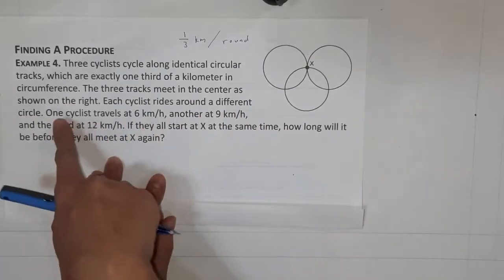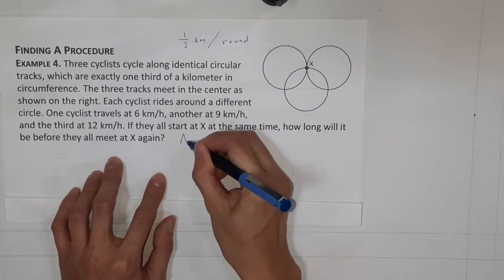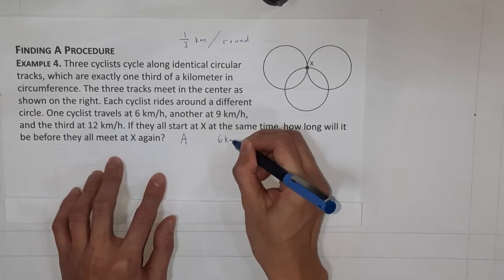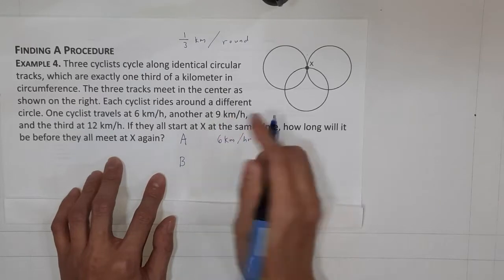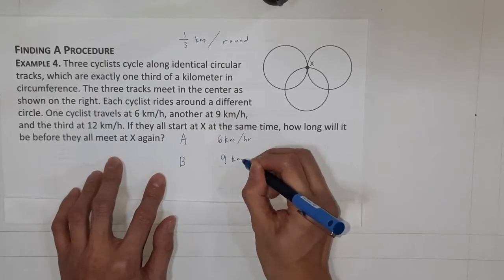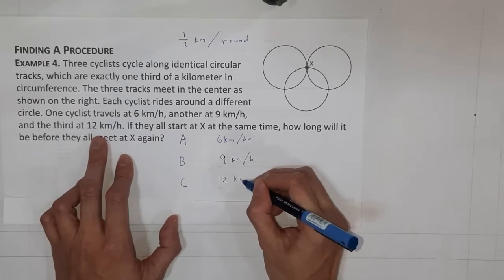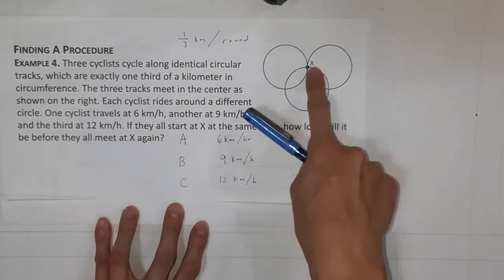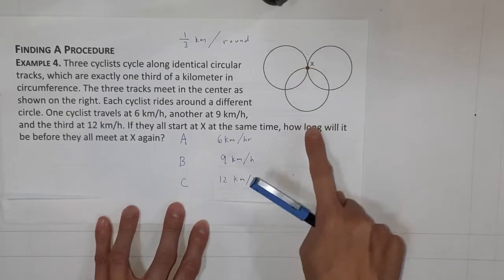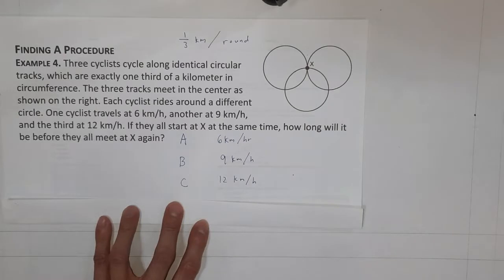Okay. The first cyclist travels at 6 kilometers per hour. So si cyclist A, 6 kilometers per hour. Cyclist B travels at 9 kilometers per hour. And C at 12 kilometers per hour. Initially, they start at X at the same time. How long will it be before they meet at X again?